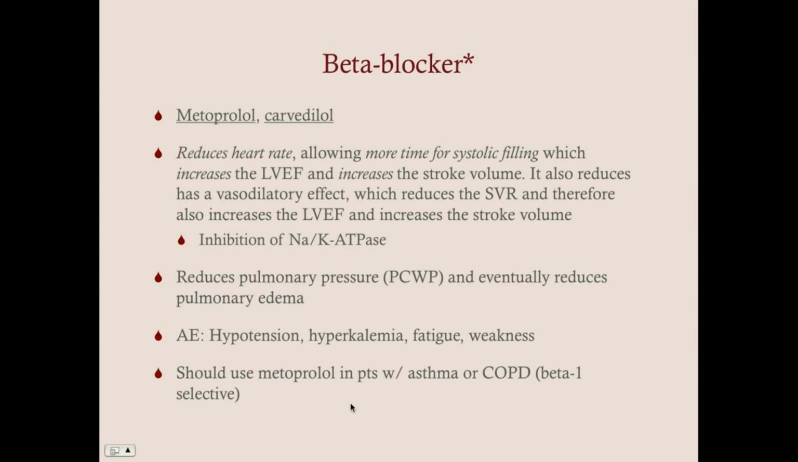So we want to use something that's specific to beta 1, not beta 2. So metoprolol should be used as the beta blocker because it's beta 1 selective in patients with asthma or COPD particularly. You can use carvedilol fine in patients that don't have obstructive pulmonary diseases.